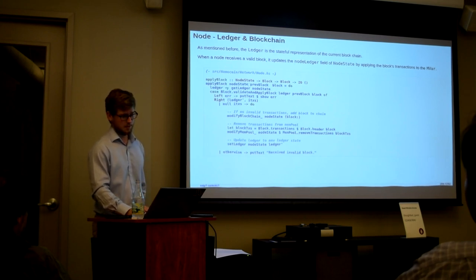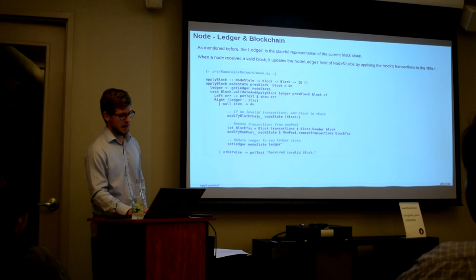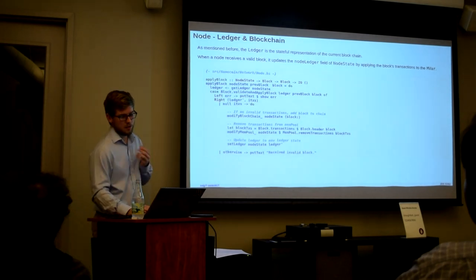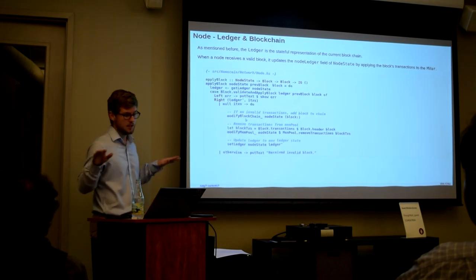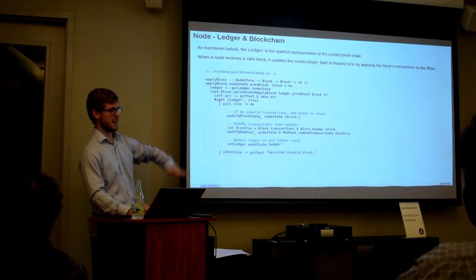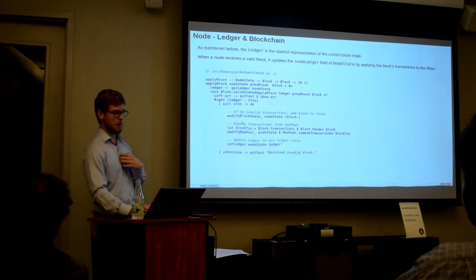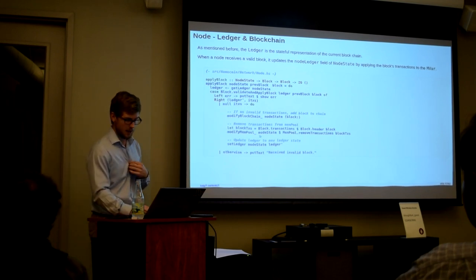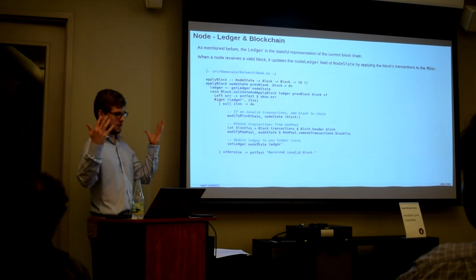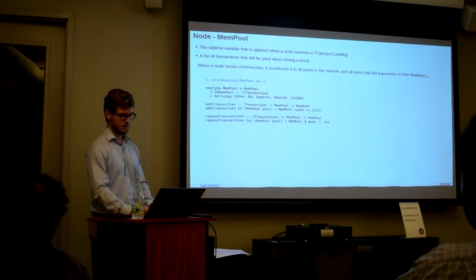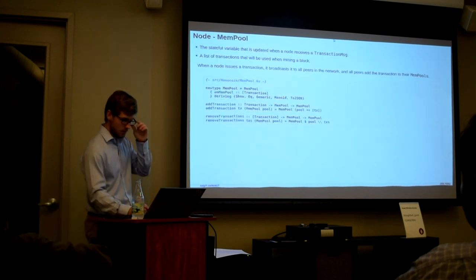Just walking through this in English, I get the current ledger state, I validate and apply the block. If there's an error, report it. If there's not, I check to see if there are no invalid transactions. If there are no invalid transactions, I update my blockchain, and then I remove the transactions that were included in that block from my mempool, because they're stale now. They've already been executed. Then I modify the mempool, and I update my ledger with the resulting ledger state from applying the block up here. So this is how we define a mempool.